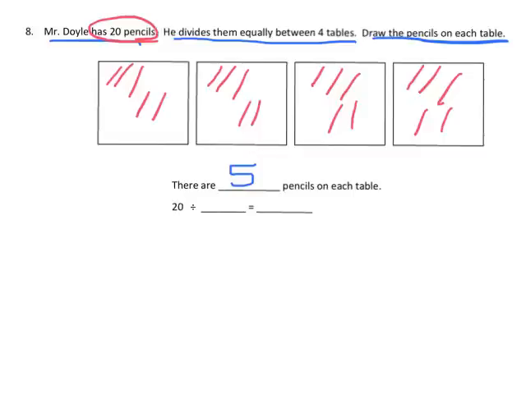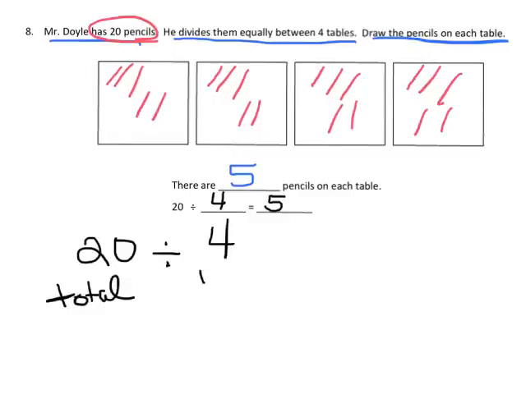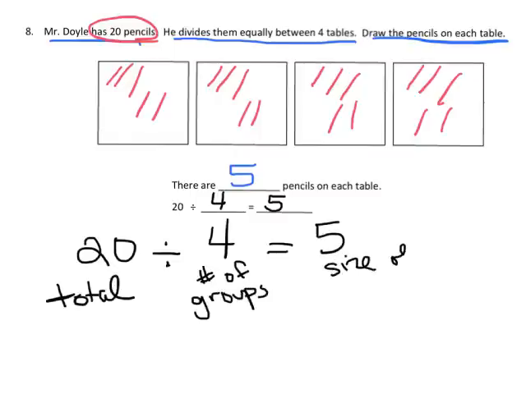I can see that there are 5 pencils on each table. So our problem is 20 divided by 4 equals 5, because for this lesson, we're doing the total divided by, in this case, the number of groups, and that equals 5, which is the size of the groups. And that is our video.